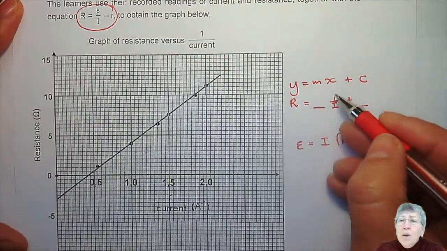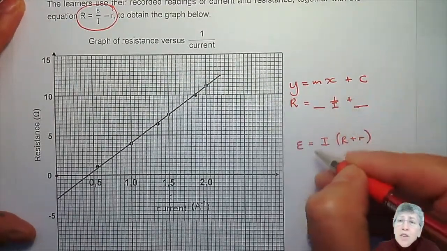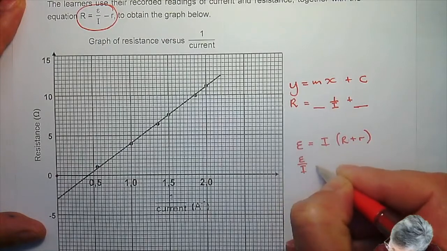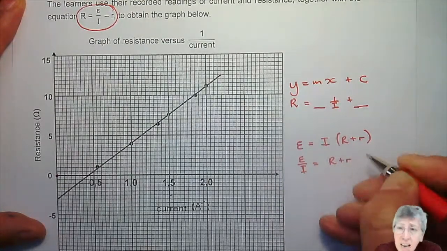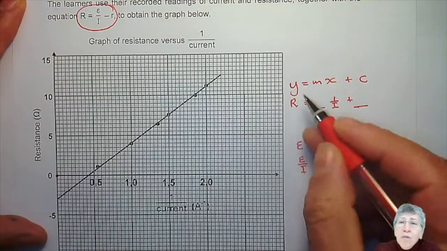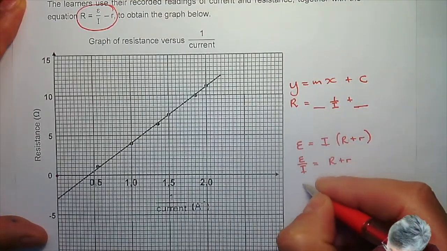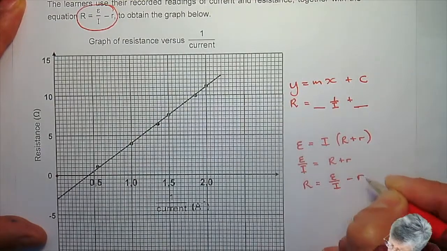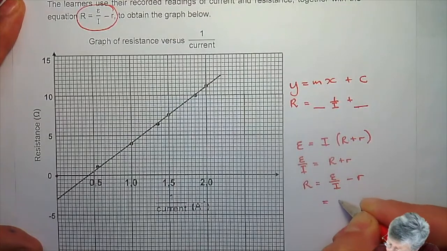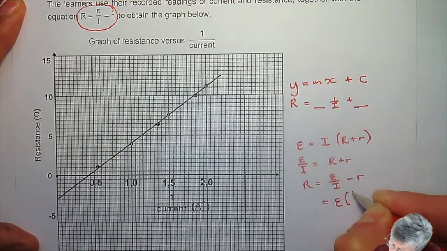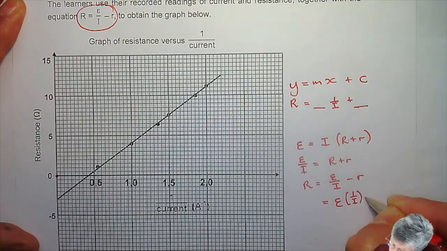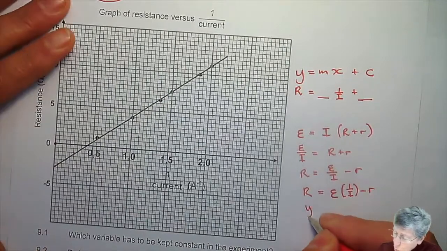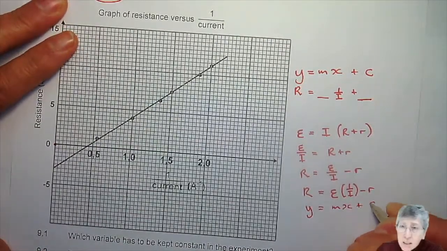Now first off, I need 1 over I, so I'm going to divide by I on both sides, and I end up with my EMF divided by current is equal to R plus r, and then I want to write it with R in front so I can have my y-axis there. So R will be equal to EMF over I minus r, or you can rewrite it to see it better. It might be EMF times 1 over I minus r. And the moment that you do that, now we've got that in the y equals mx plus c form.